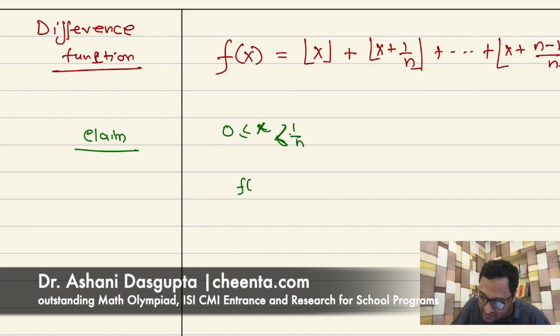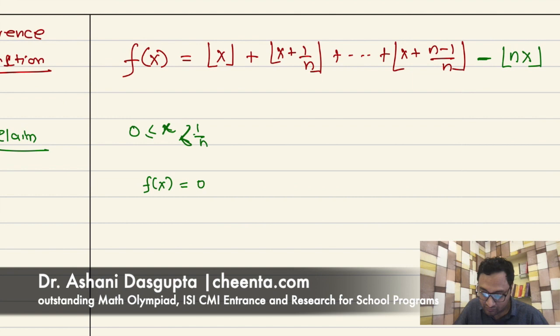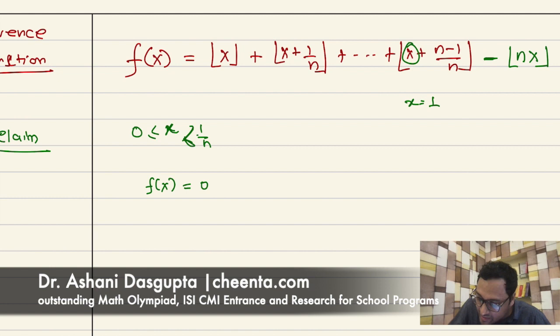Now you can easily check that. Why is that true? Because if x is equal to 1 over n, then 1 over n plus n minus 1 over n becomes 1, right? And the integer part of 1 is 1. But if x is smaller than 1 over n, then for each of these sums, the integer part of it will be 0.